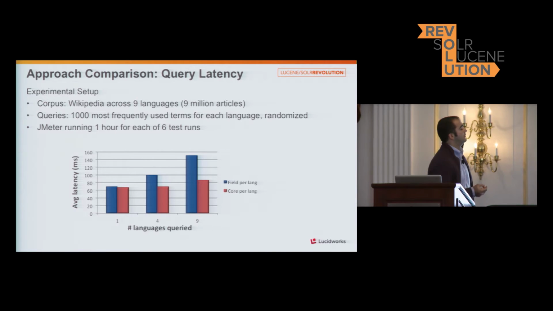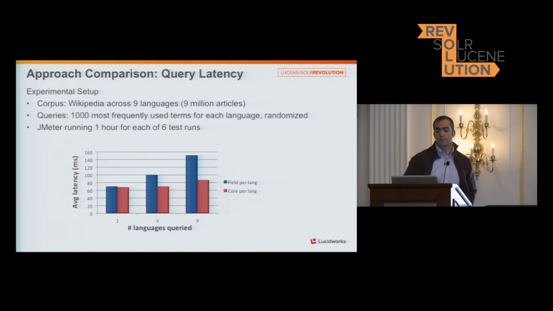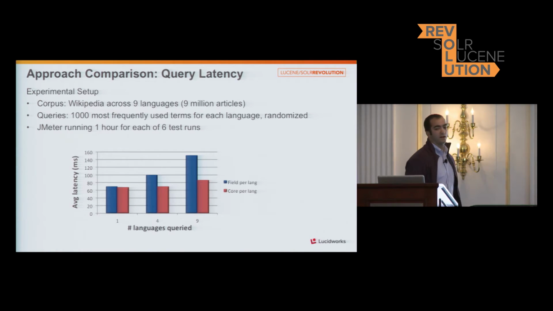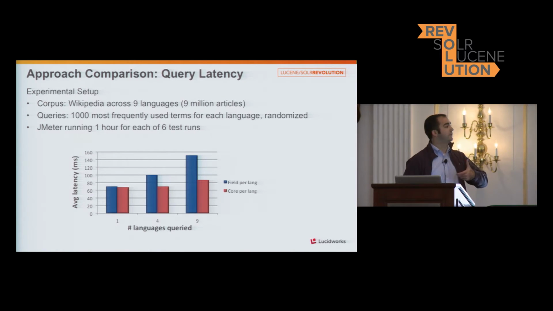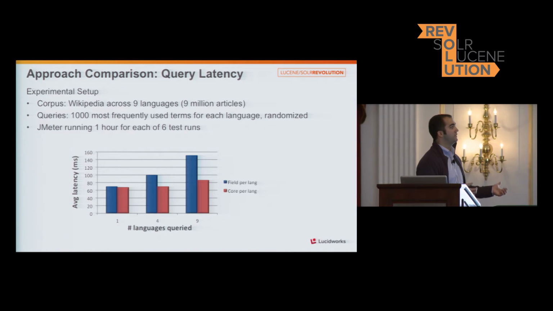My queries. So Wikipedia at one point made search logs available, but then I think there were a bunch of privacy issues and they took them back. So I just grabbed 1,000 of the most frequently used terms in each language and randomized, and then used JMeter to just ping for an hour and then look at query latency. So that was the methodology here. Hardware-wise, this was all just a single server, 8-core machine. And here are the results on the bottom here.